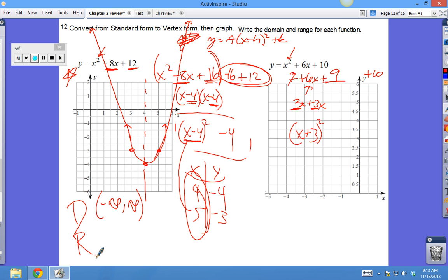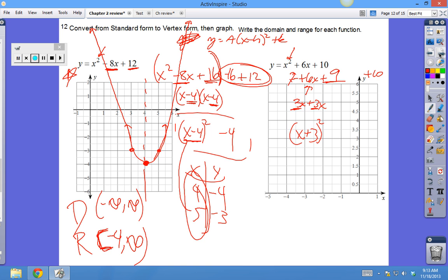My range, however, is what's covered on the y-axis, up and down. This vertex is a minimum. There is nothing that goes lower than that point right there. So that's my minimum. My maximum goes all the way up on the y to infinity. So my range, the lowest is negative 4, and I put a bracket because I include that negative 4, all the way to the highest, which is infinity. There is your domain and range. Domain is what's covered on the x-axis. Range is what's covered on the y-axis.